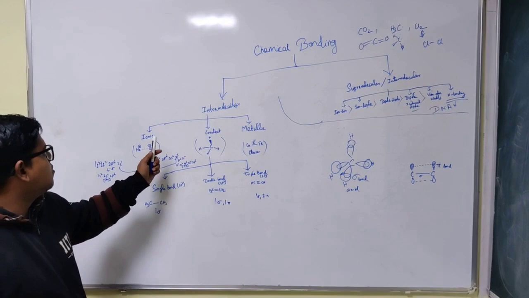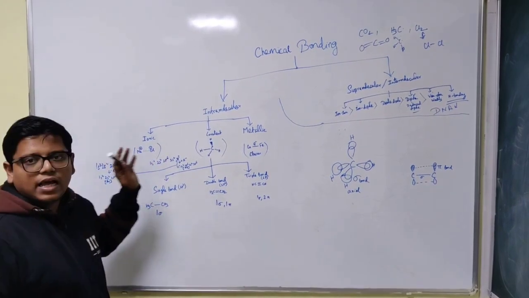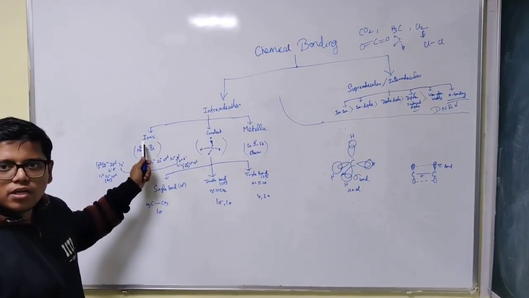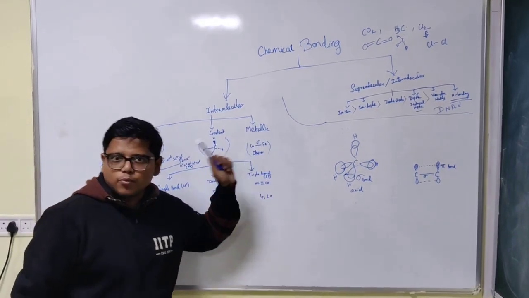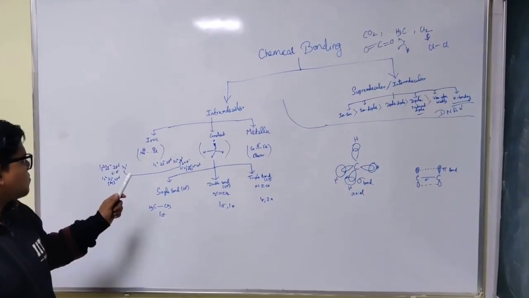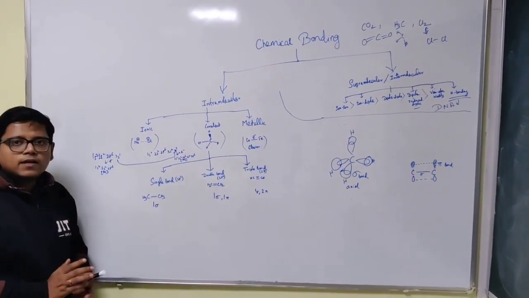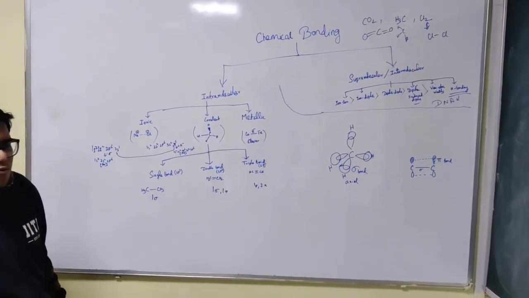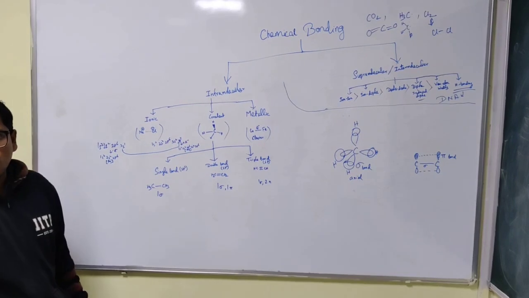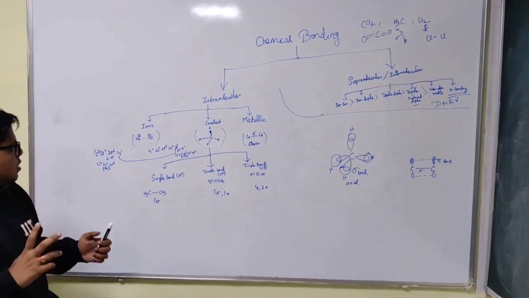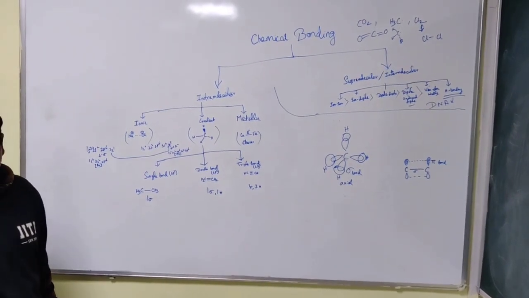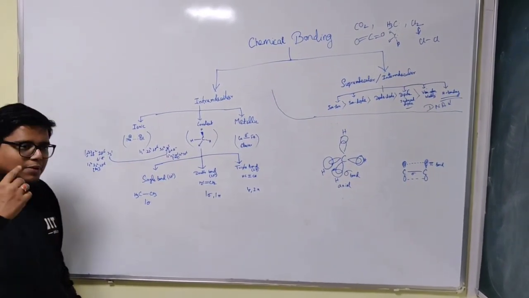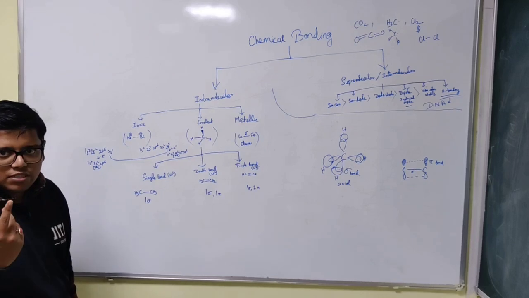Intramolecular bonding is mainly of three types: ionic bonding, covalent bonding, and metallic bonding. What is ionic bonding? Here one metal, preferably one metal and one non-metal, comes together to form a more stable atom. And stability is the key to the formation of any bond.